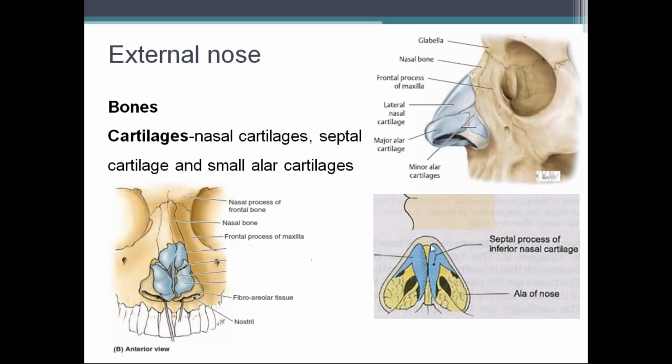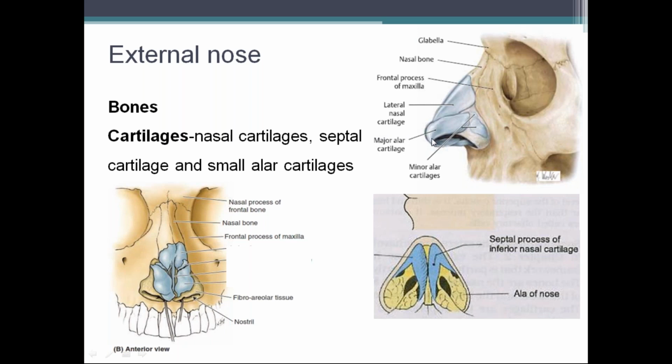Okay, so I think now you are clear about the skeletal framework of the external nose. Once again I'm repeating. The external nose is made up of both bone and cartilage. The bone is formed by the nasal bone, the frontal process of the maxilla, and the nasal process of the frontal bone. The cartilaginous part is made up of nasal cartilage, superior and inferior nasal cartilage. The superior nasal cartilage is otherwise called lateral nasal cartilage, and the inferior nasal cartilage is otherwise called major alar cartilage. On the side you have smaller alar cartilages.